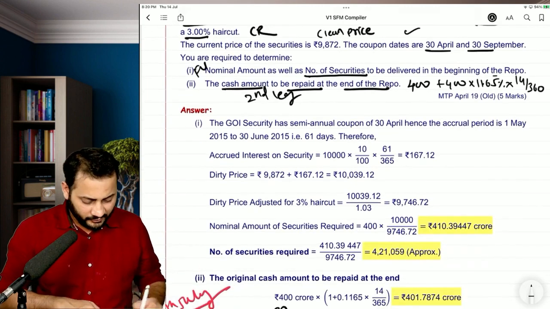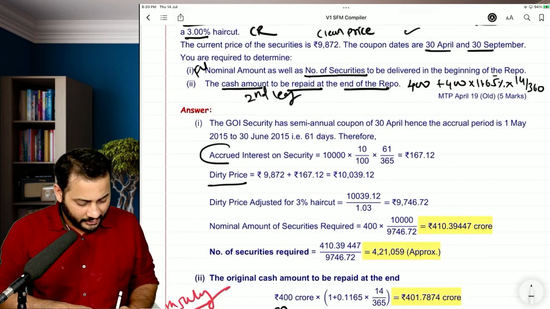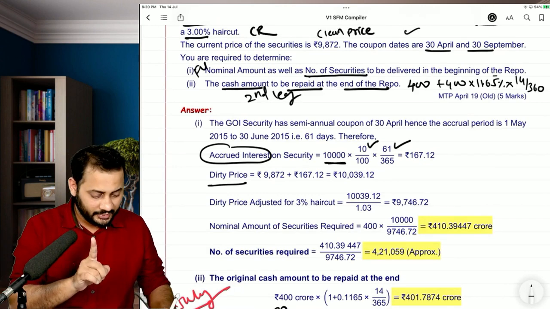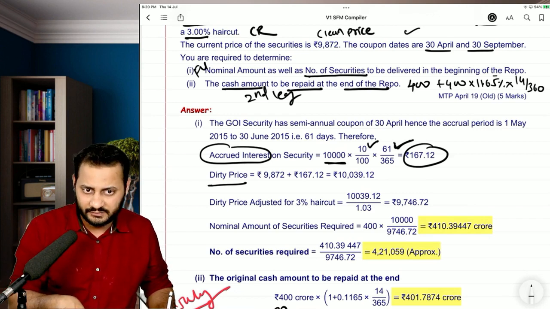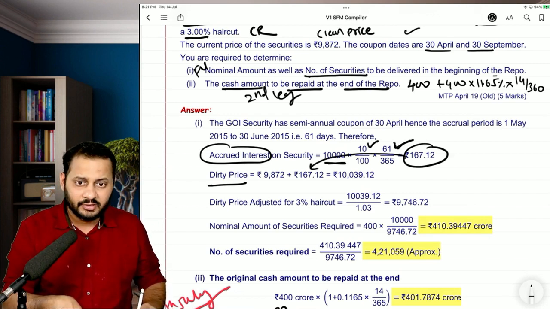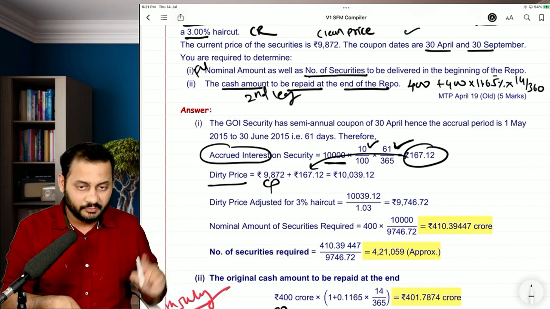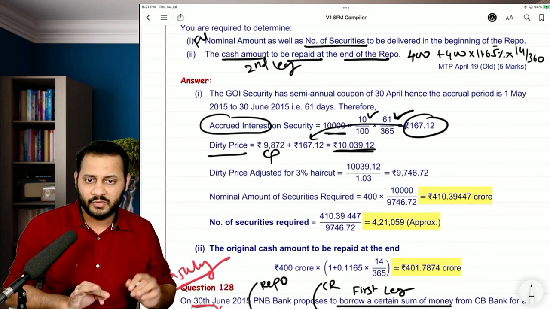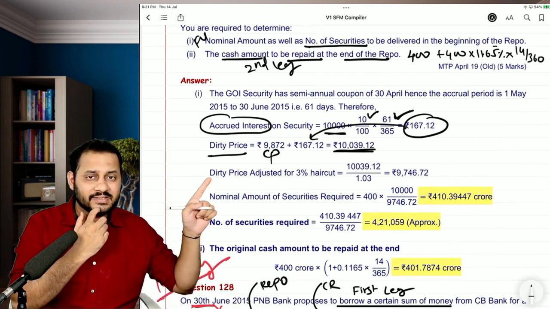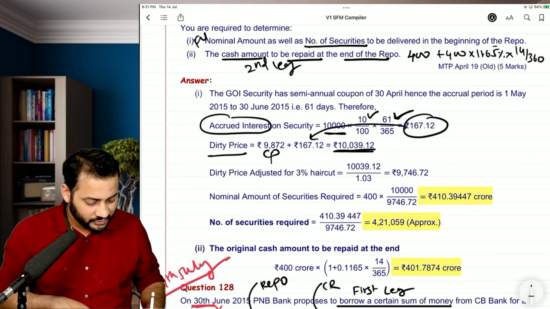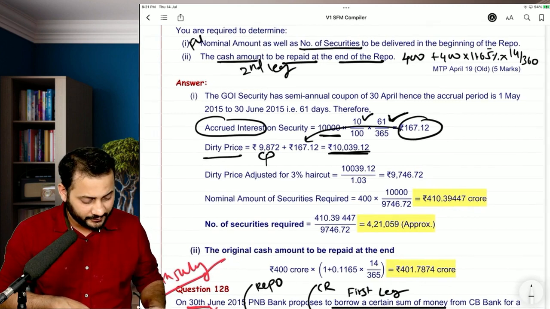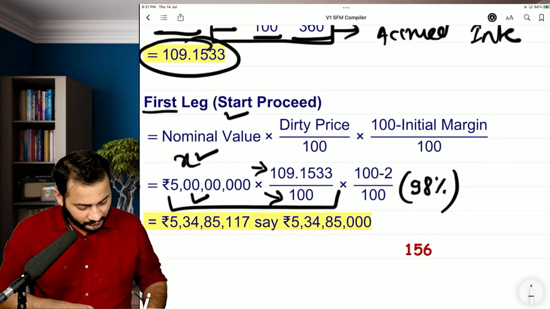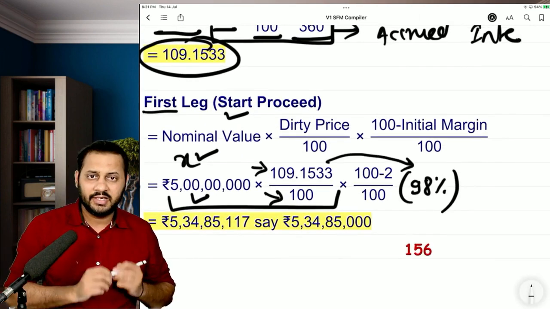Okay, let's find out. First of all, we calculated dirty price. Accrued interest for 61 days on 10,000 rupees of the face value, 10% coupon rate, 61 days comes down to 167. That 167 was then added to the clean price. This was the clean price they have assumed. So we have reached the dirty price. Now the ambiguity will start. They have adjusted the dirty price like this: 10,039.12 divided by 1.03. In the previous question, what we did is, this was our dirty price, and we directly multiplied 98% with that.